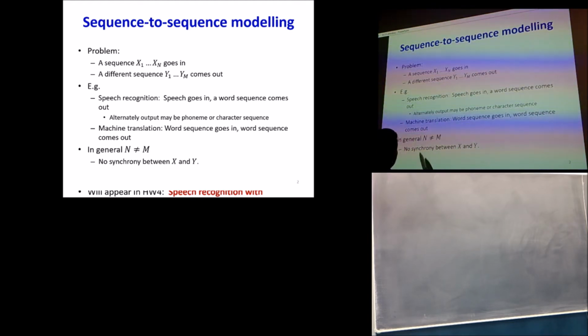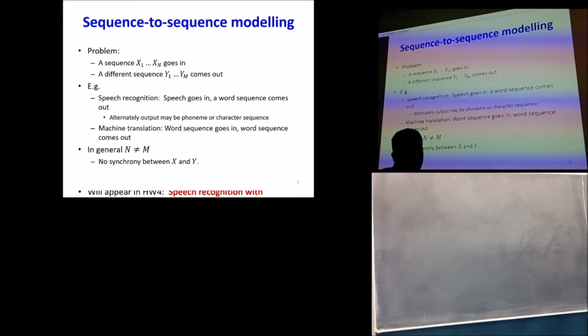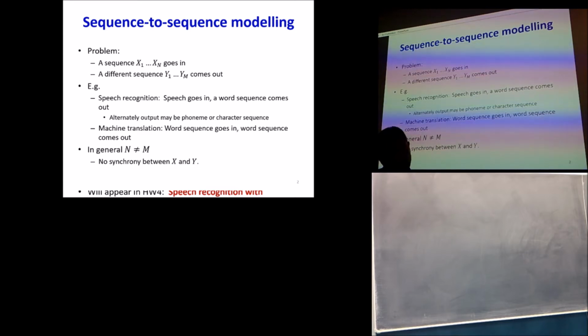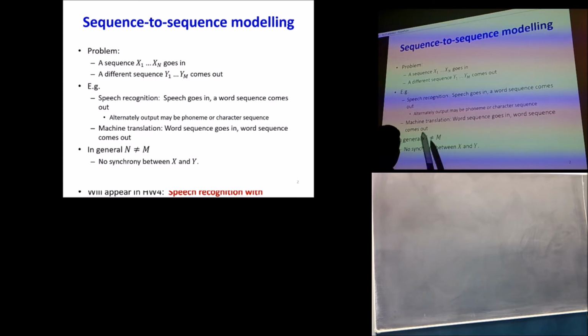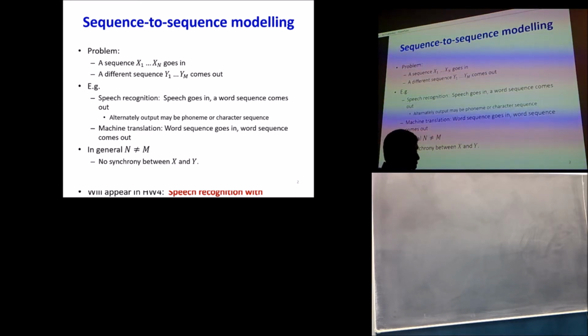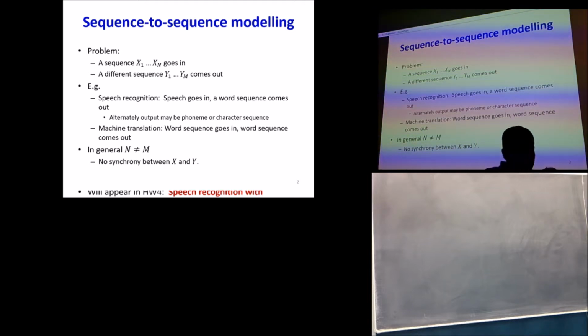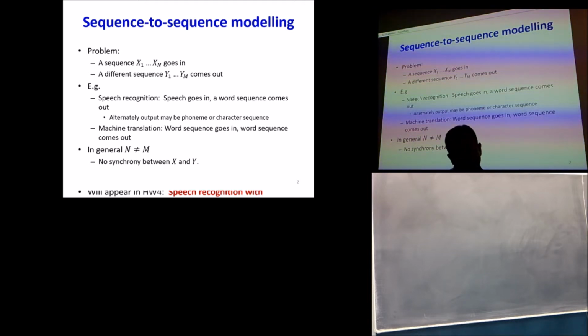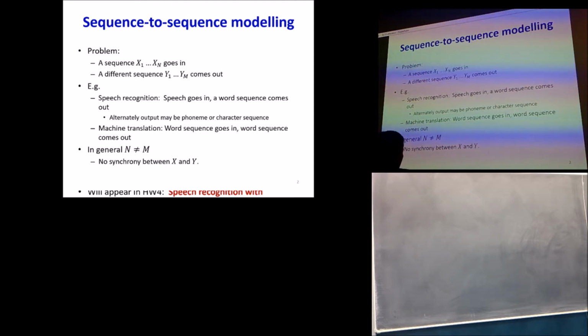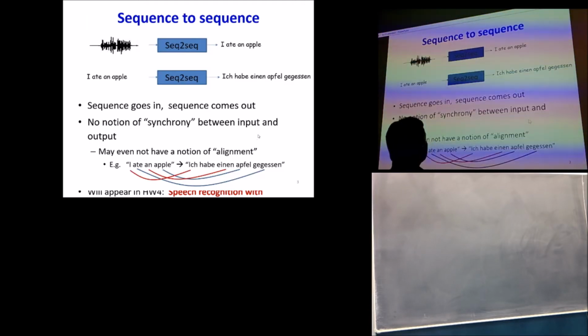For instance, speech recognition. Speech goes in, a word sequence comes out. The number of vectors that goes in can be orders of magnitude more in number than the number of words that come out. Or alternately, instead of having words come out, you can output character sequences. In machine translation, word sequences go in and word sequences come out. In all of these cases, in general, the number of inputs doesn't have to be the same as the number of outputs, and there need not be any synchrony between the input and the output.